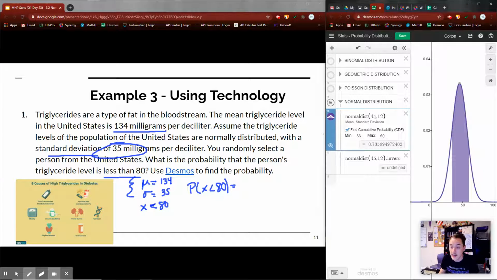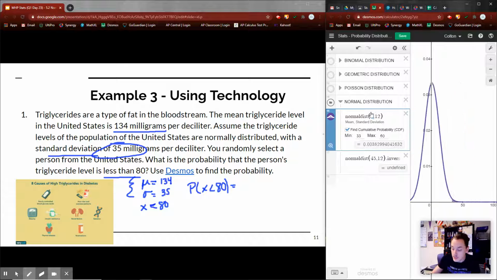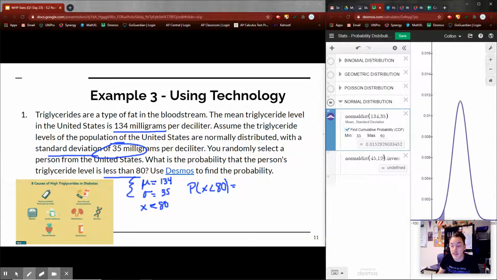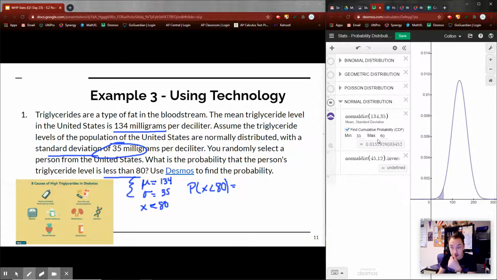Let's go over here. Let's change this. I'm going to change it to 134. Notice how my graph is changing, right? And I'm going to change this to 35. Now I can always zoom up on that button so I can see my graph very clearly. And now I'm going to change these values. I want less than 80, which means my max will be 80, so that I can see my purple shading is less than 80. That's what I want.